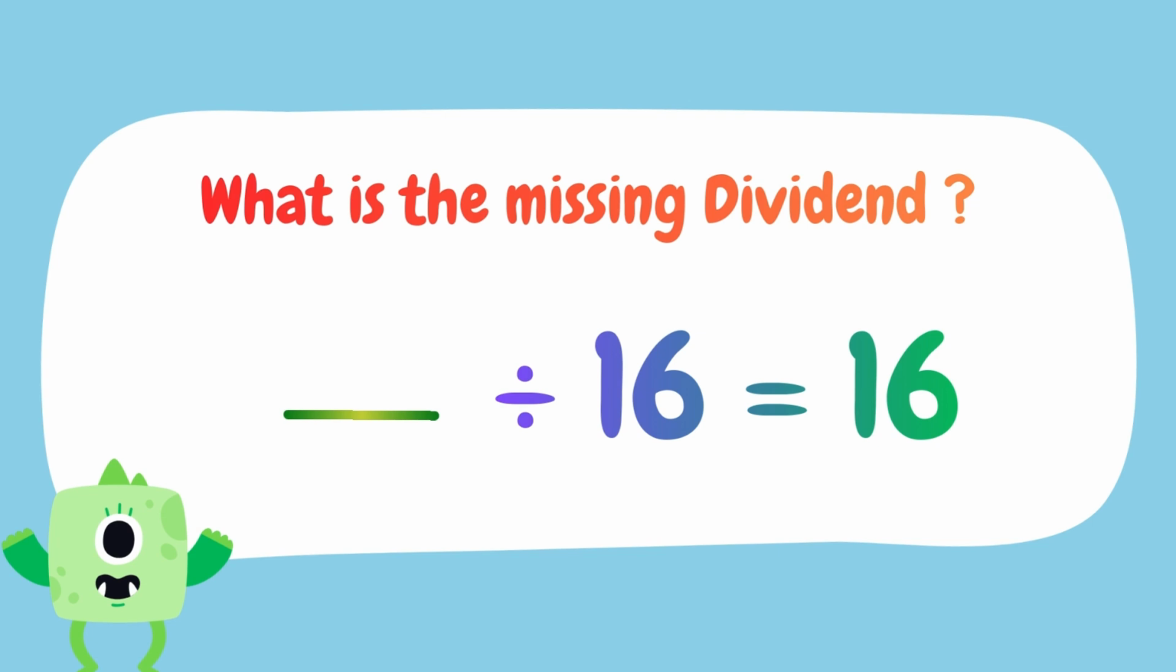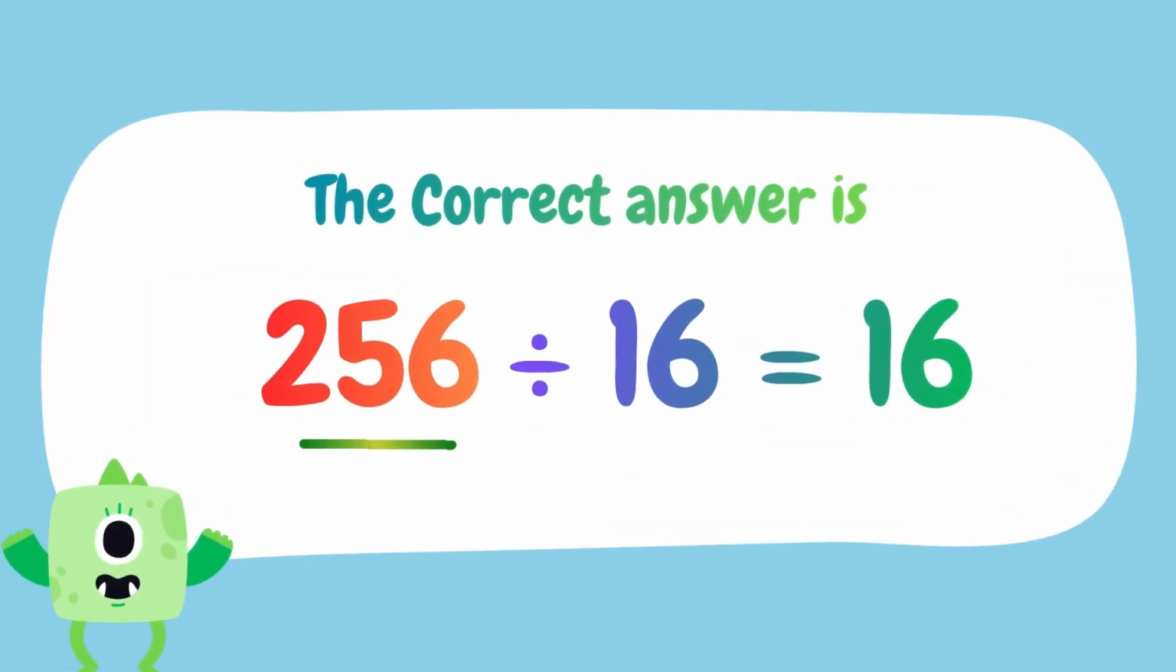What is the missing dividend? The missing number is 256. 256 divided by 16 equals 16.